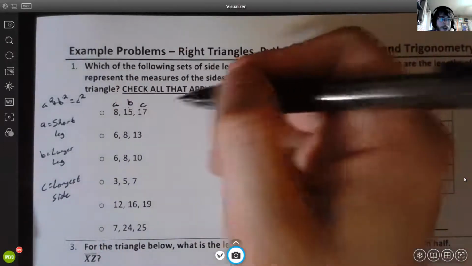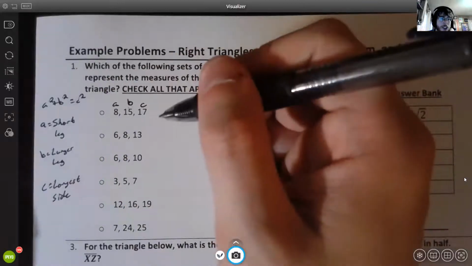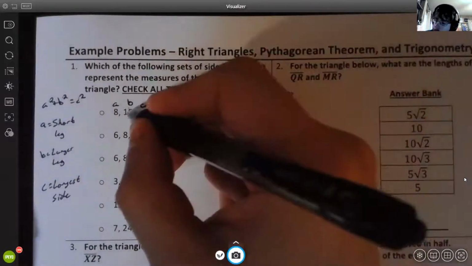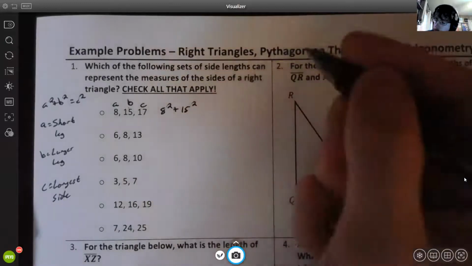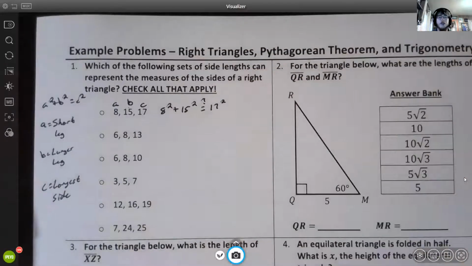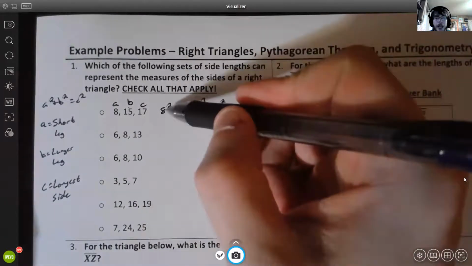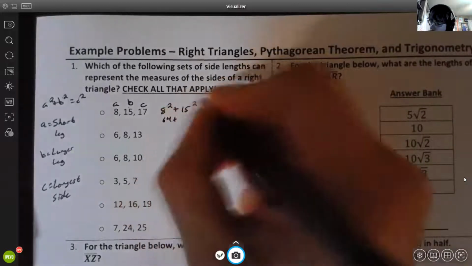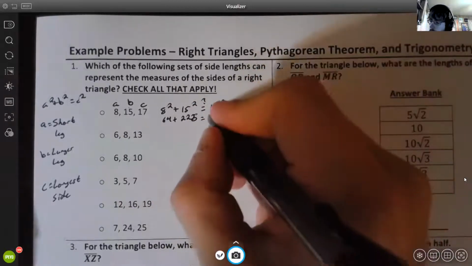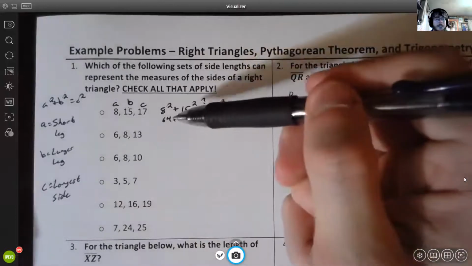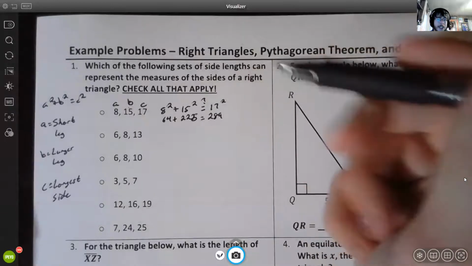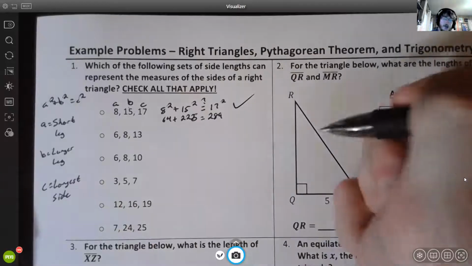So now all we do is we have a squared plus b squared equals c squared, and we want to see if that's true. So we're going to take a squared, which is 8 squared. We're going to add b squared, which is 15 squared, and we're going to see if it's equal to 17 squared. Well, if we type this into Desmos, you'll get 8 squared is 64, 15 squared is 225, and 17 squared is 289. And if we add 64 and 225 together, we get 289. And 289 is equal to 289, so this is a right triangle.